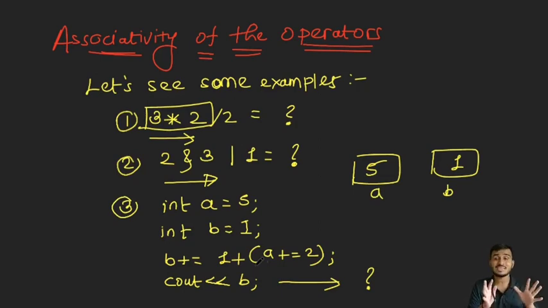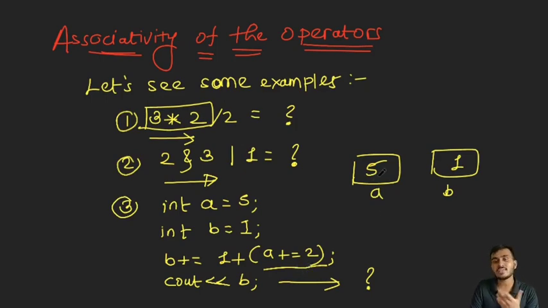Now tell me, which part of the expression will be evaluated first? See, this part will be evaluated first because it is written in parentheses, right? So as this is written in parentheses, this part will be evaluated first. And what will happen by evaluating this part? So a plus equal to 2.